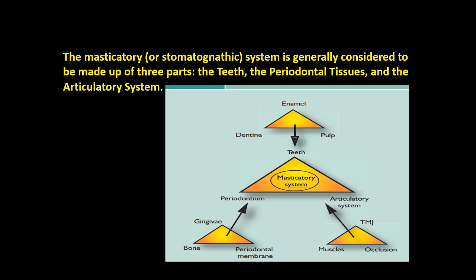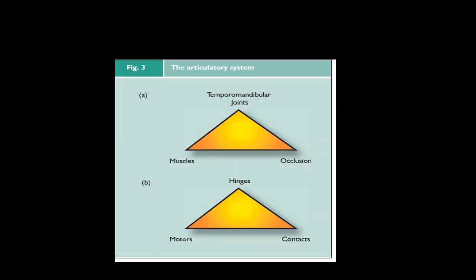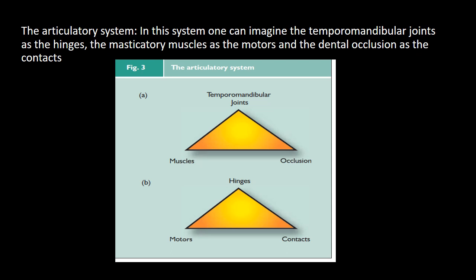Well, one can imagine that the masticatory or stomatognathic system is generally considered to be made up of three parts: the teeth, which are composed of enamel, pulp, and dentin; the periodontal tissue, which is composed of gingiva, periodontal membrane, and bone; and the articulatory system, which is the TMJ, occlusion, and muscles. Once again, the TMJ is considered the hinge of the system, the masticatory muscle is considered the motor of the system, and the dental occlusion is regarded as the contact of this system.